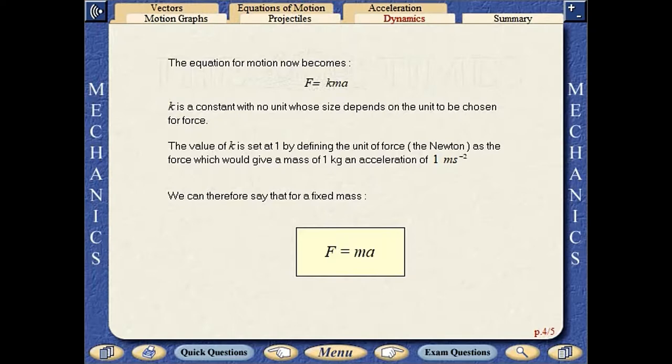k is a constant with no unit whose size depends on the unit chosen for the force. The value of k is set at 1 by defining the unit of force as the force which would give a mass of 1 kilogram an acceleration of 1 meter per second squared. We can therefore say that for a fixed mass, F equals ma.